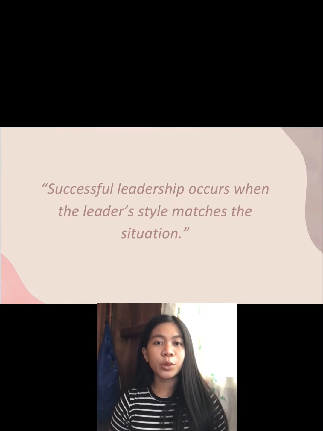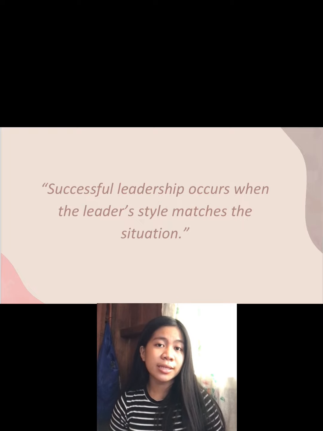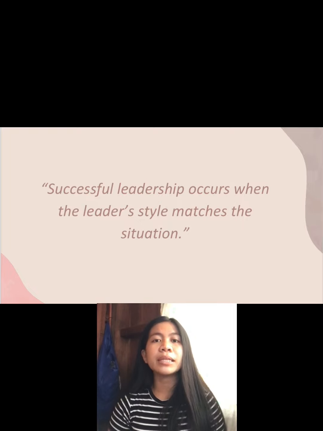Successful leadership occurs when the leader's style matches the situation. It is always important, though, to remember that the leader's decision and actions must be relevant to the organization. Of course, his decisions must contribute meaningfully to the success of the organization, and his ideas must always be in line with the organization's needs.